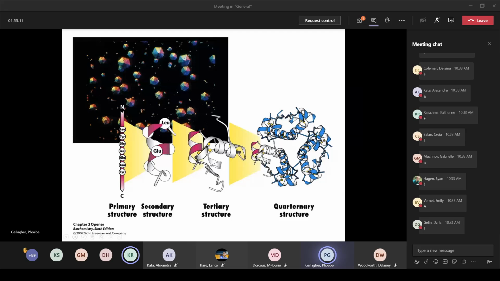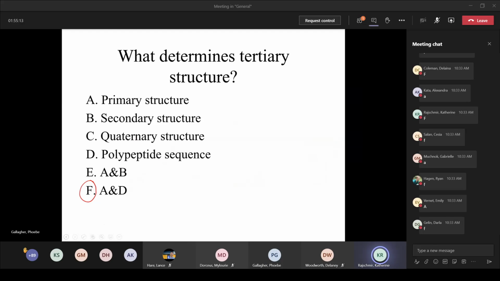So the terms primary structure and polypeptide sequence can be used interchangeably? So essentially, yes. I mean, polypeptide sequence is just a way of describing a sequence of amino acids, right? So you've got cysteine, methionine, glutamic acid. That sequence is a polypeptide sequence, and that makes up your primary structure. Does that make sense? Yes, thank you.